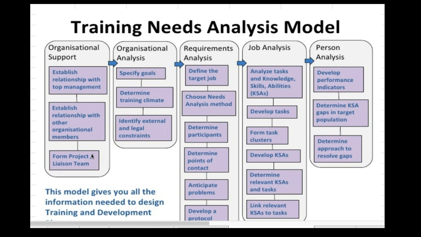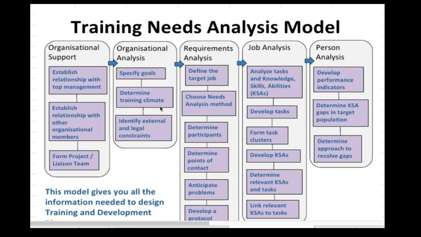Political capital is one of the core foundations of training. And this is something that is often misunderstood and often disregarded, but it is a critical component because once you get that, you're then able to really analyze the organization. You're able to look at specific goals for training, think about the training climate, and identify external and legal constraints on your training. Okay, so when we're thinking about the training climate, we need to think about how people feel and how people approach training.